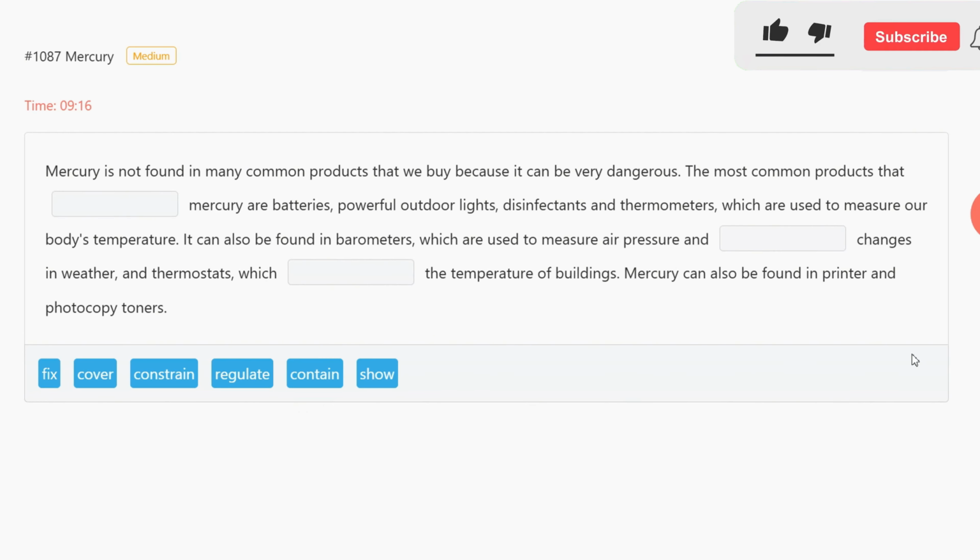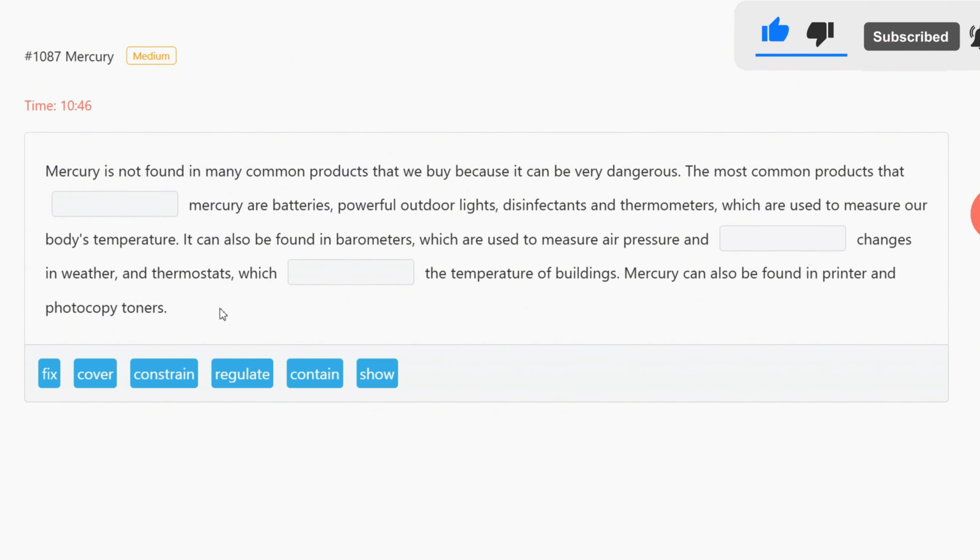Another paragraph is mercury. Let's understand what is the context. Let's start reading this paragraph. Mercury is not found in many common products that we buy because it can be very dangerous. The most common products that dash mercury are batteries, powerful outdoor lights, disinfectants, and thermometers, which are used to measure our body's temperature. It can also be found in barometers, which are used to measure air pressure and dash changes in weather, and thermostats, which dash the temperature of buildings.